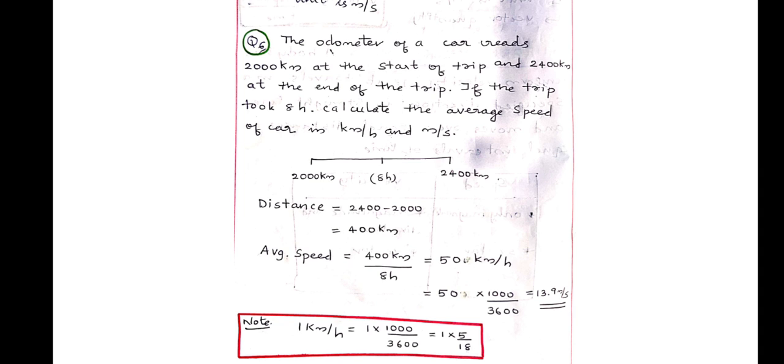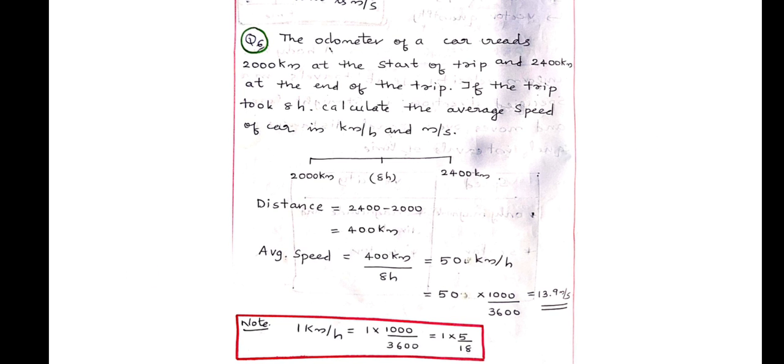So we have moved on to the sixth problem. It is an important problem. The odometer of a car reads 2000 km at the start of the trip and 2400 km at the end of the trip. If the trip took 8 hours, calculate the average speed of the car in kilometer per hour and meter per second.